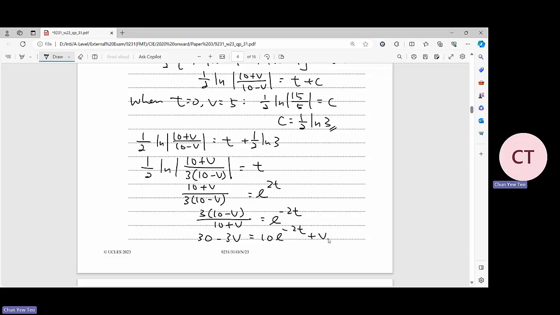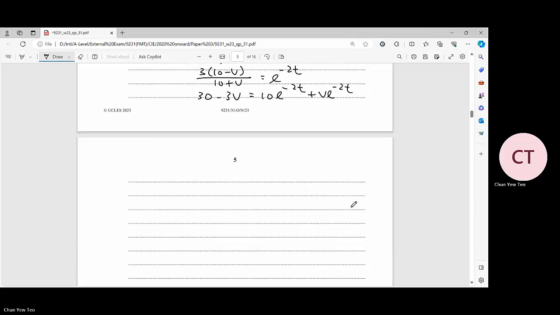plus v e power negative 2t. All the v join together. Then you will have 30 minus 10e power negative 2t equals v of 3 plus e power negative 2t.